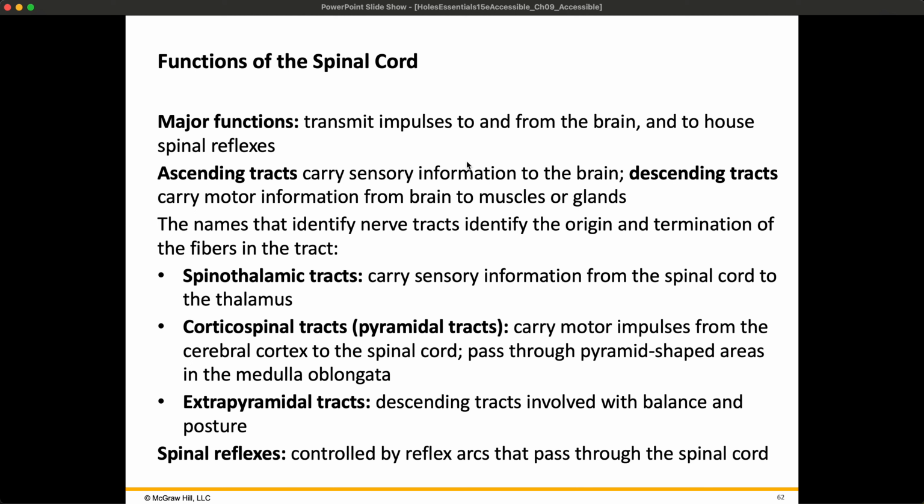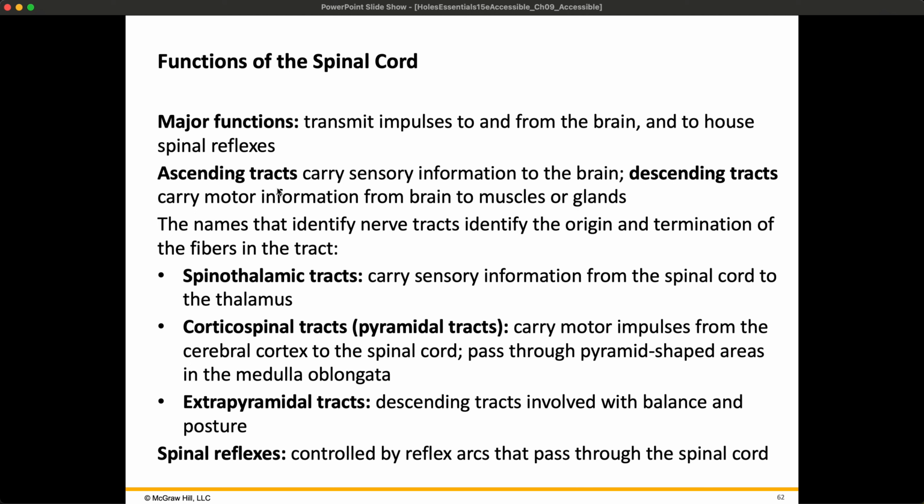So, function of the spinal cord: transmitting impulses to and from the brain, and housing the spinal reflexes. So there are reflexes that happen here, but there's no higher order thinking that happens in the spinal cord, no real autonomic processes that happen there. The spinal cord has ascending and descending tracts. Obviously, ascending is carrying sensory information to the brain, whereas descending is carrying motor signals to the muscles and glands.